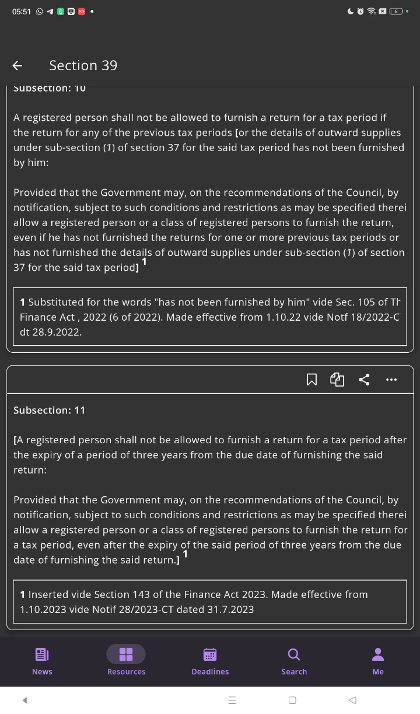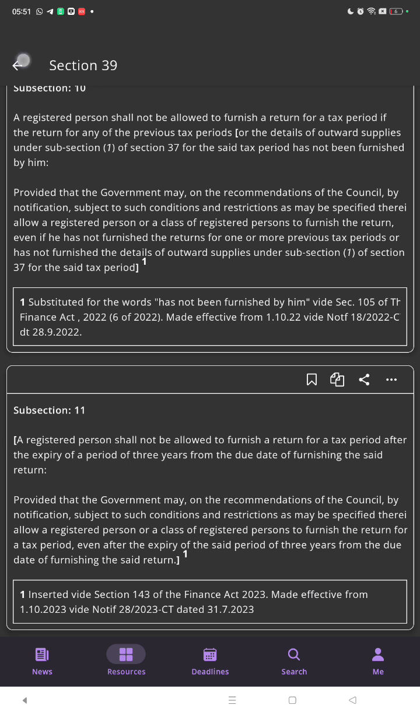Provided that the government may, on the recommendation of the council, by notification, subject to such conditions and restrictions as may be specified therein, allow a registered person or a class of registered persons to furnish the return for the tax period even after the expiry of the said period of 3 years from the due date of furnishing the said returns.